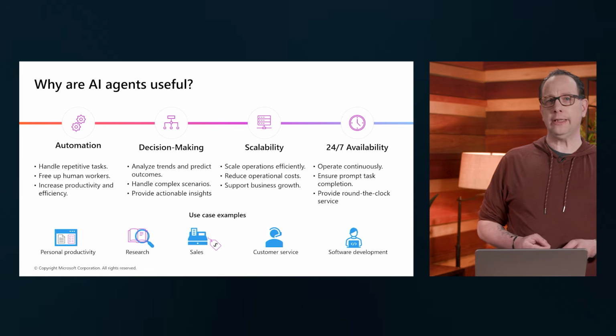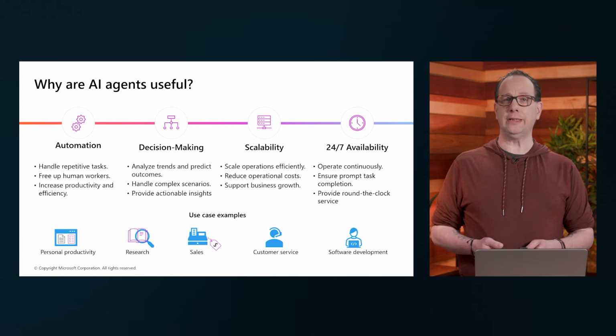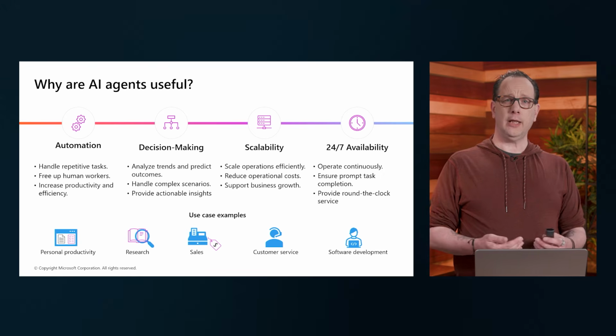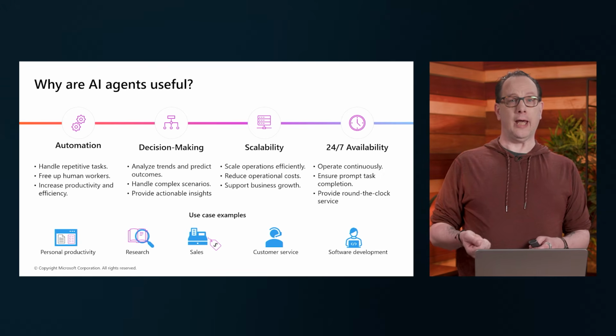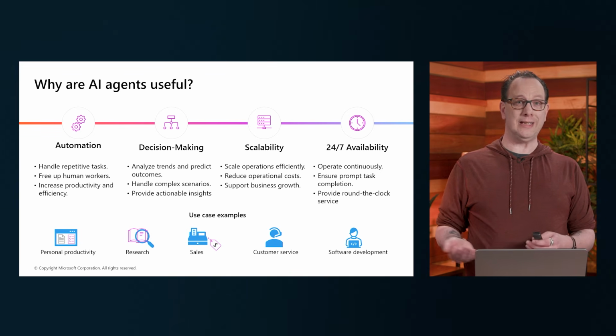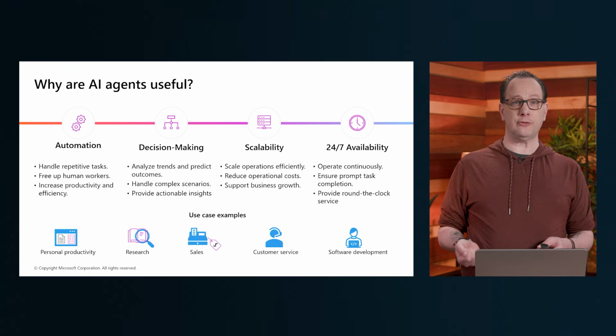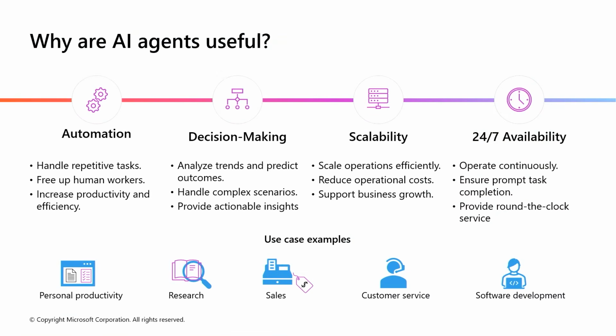The first one is really AI agents being useful for automation of routine tasks. AI agents can handle repetitive and mundane tasks, freeing up human workers to focus on more strategic and creative activities. This leads to increased productivity and efficiency.